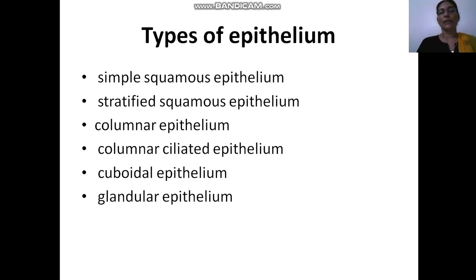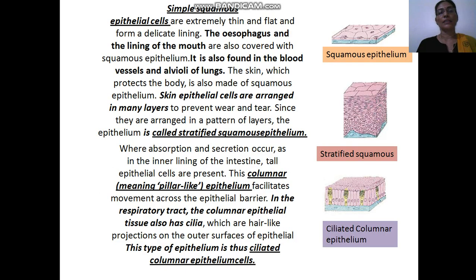According to the shape of the cells, they are differentiated into simple squamous epithelium, stratified squamous epithelium, columnar epithelium, columnar ciliated epithelium, cuboidal epithelium, glandular epithelium, etc. So these different types of epithelial tissues you can see in different parts of the body. According to the location of these epithelial tissues, they are placed on different parts of our body. So you can see this in this slide.